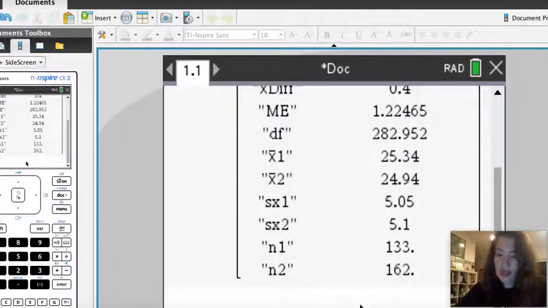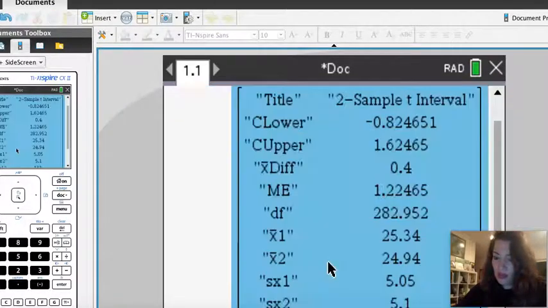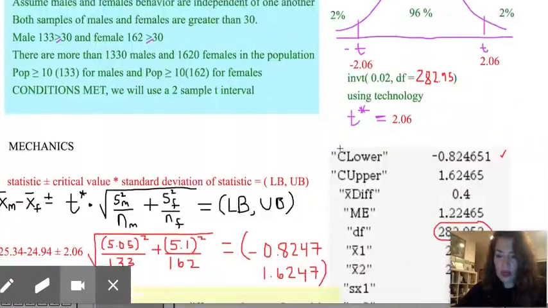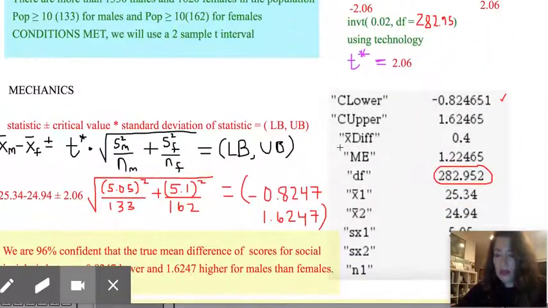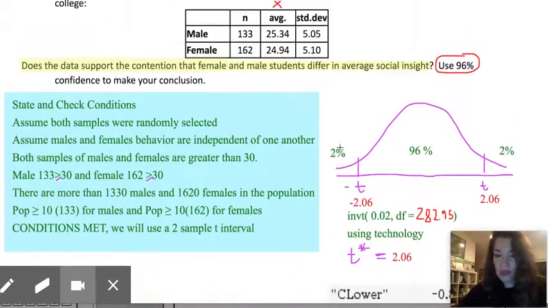All right, so let's take a look at our information. I have right here the lower bound, upper bound, the mean difference, and then the rest of the information. So I went ahead and I cut and pasted this into our document, which is right here. And let me just show you through all the steps right now.